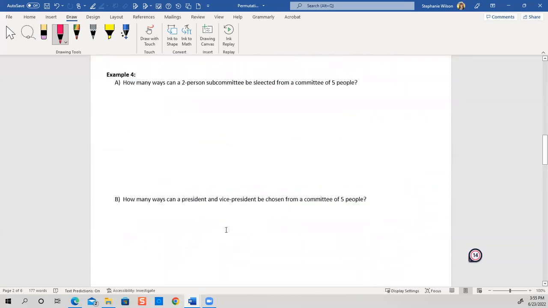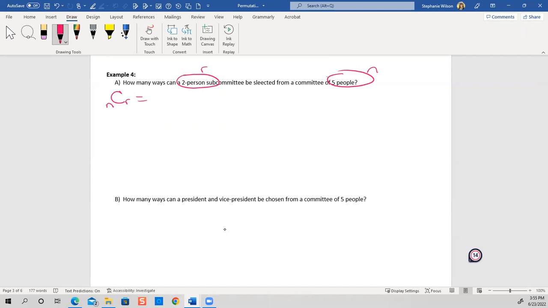Let's do example 4. How many ways can a 2-person subcommittee be selected from a committee of 5 people? So we're looking at this and it's a combination, right? It says a 2-person subcommittee. So what we need to do is write our notation. So we have nCr, where the n is going to be the 5 people. The 2-person subcommittee is going to be my r, because remember, if you read that definition, the r is r at a time, right?